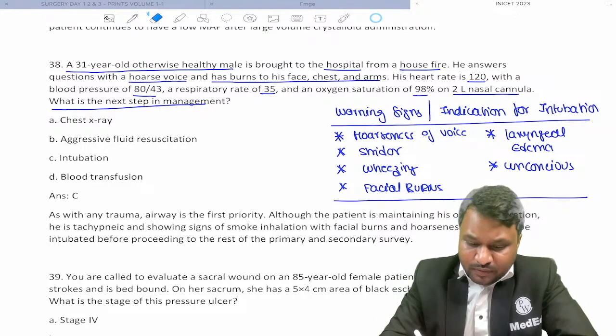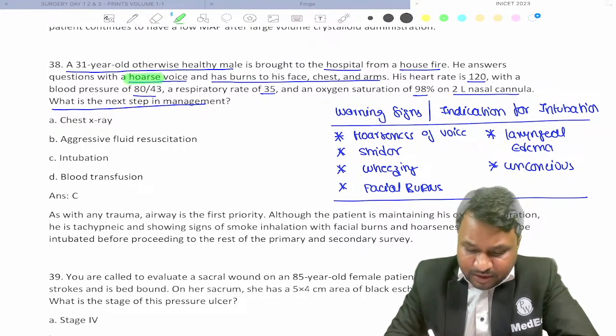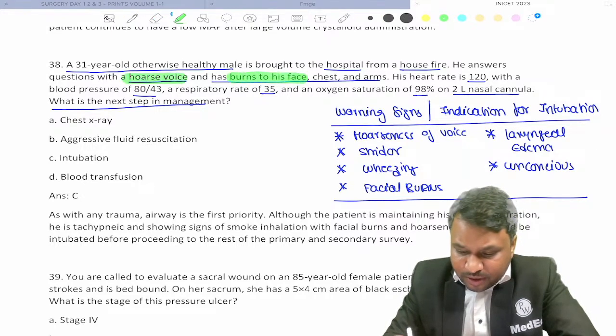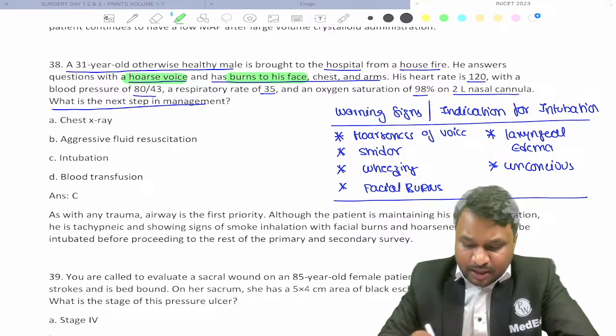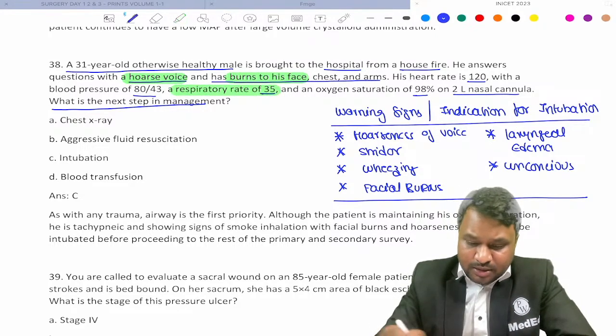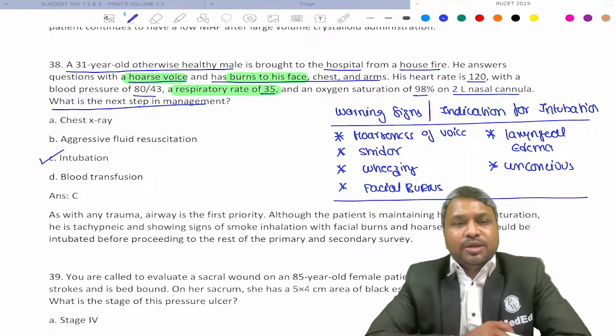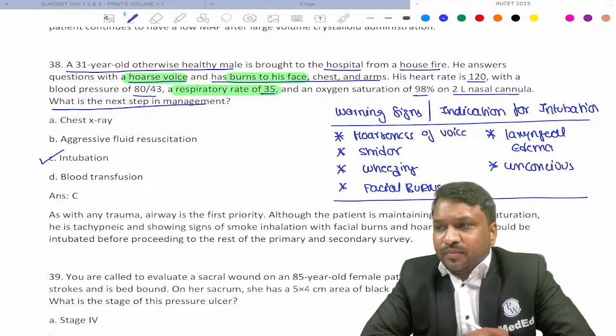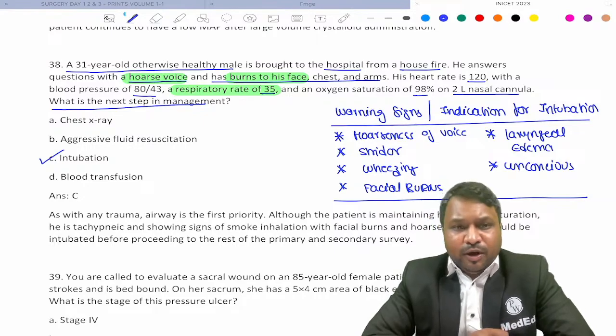So here we can see very well that the patient is having an associated voice change. There are burns to his face also, and the patient's respiratory rate is high, that is, respiratory distress is noticed. So here the answer would be to intubate the patient, that is C for Calcutta, right? You have to intubate the patient.